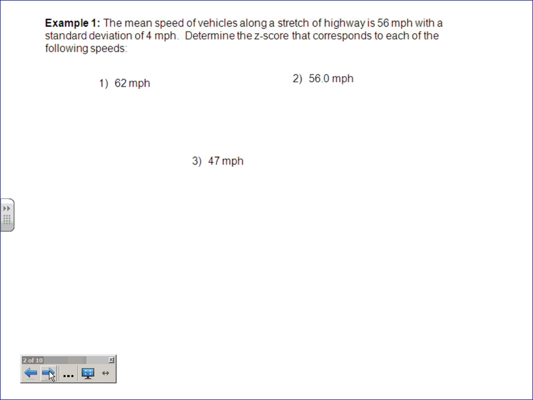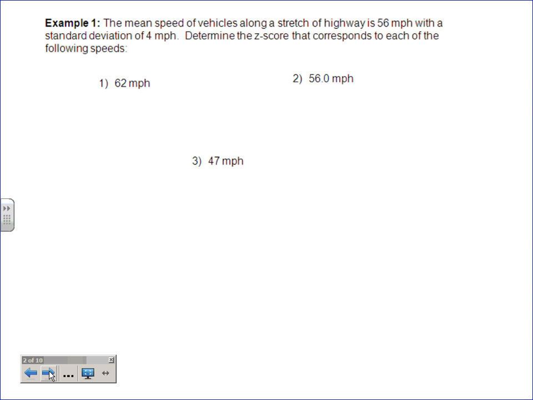The mean speed of vehicles along a stretch of highway is 56 miles per hour. Notice they don't tell us what the speed limit is. They just say that's how fast the cars are going. We can make an assumption as to what the speed limit is, but we don't know. They're saying their average speed is 56 miles per hour. Their standard deviation is 4 miles per hour.